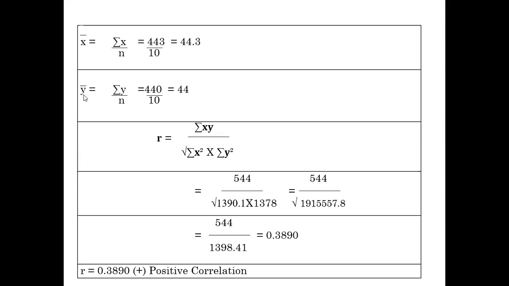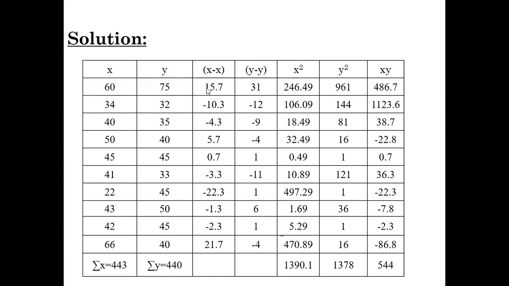Similarly, you have to calculate Y mean. Y mean is equal to sigma Y by N. Sigma Y, how much will you get? 440. See students, 440 divided by 10 is equal to 44. So X mean is 44.3, Y mean is 44. Okay, these two values you have to keep in mind when computing the table.